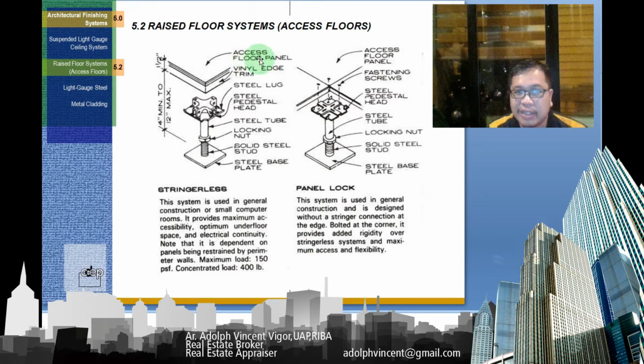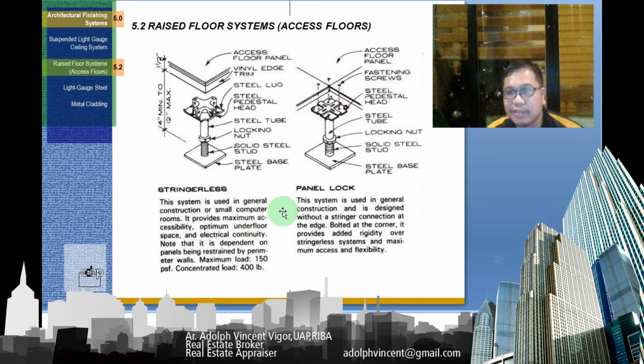Okay. So this is the access floor panels, the vinyl edge trim, the steel rod, the steel pedestal head, the steel tube, the locking nut, the solid steel stud, and the steel plate base. Then you also have here a panel lock.